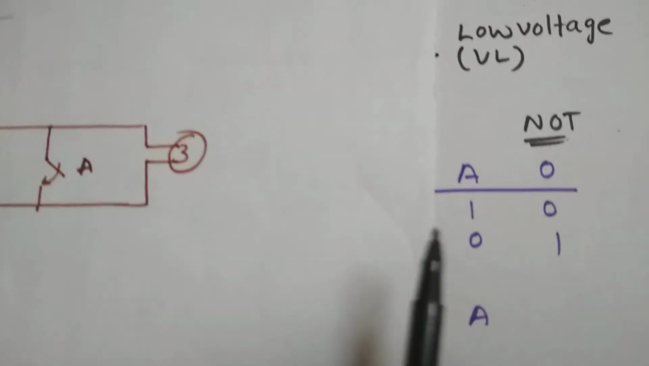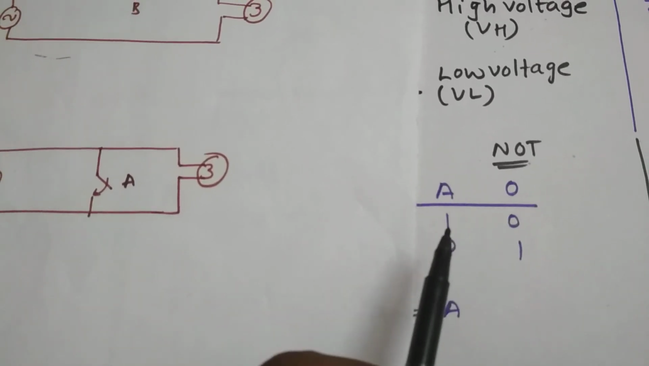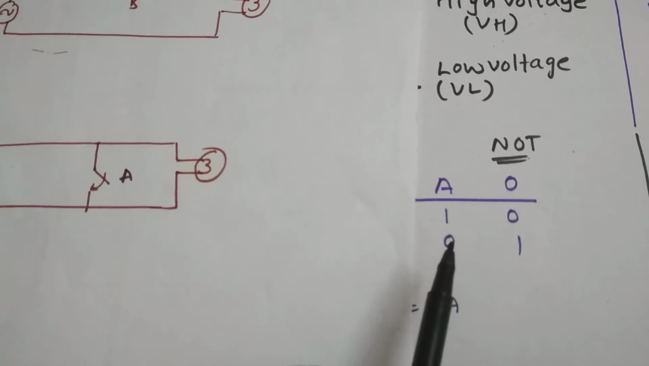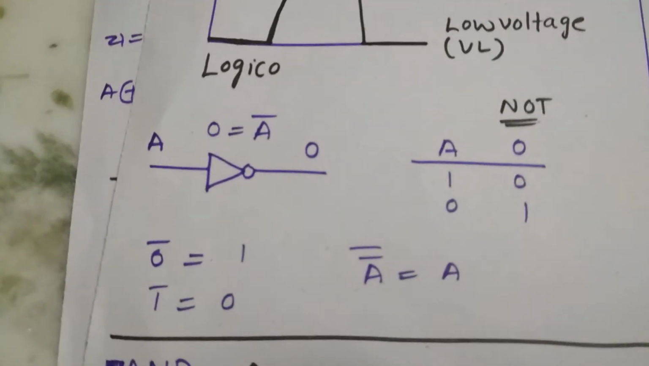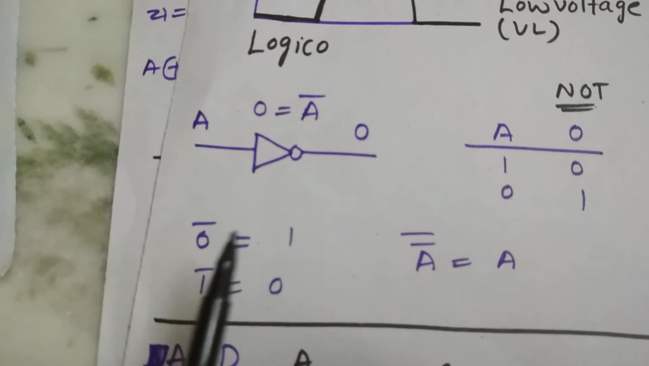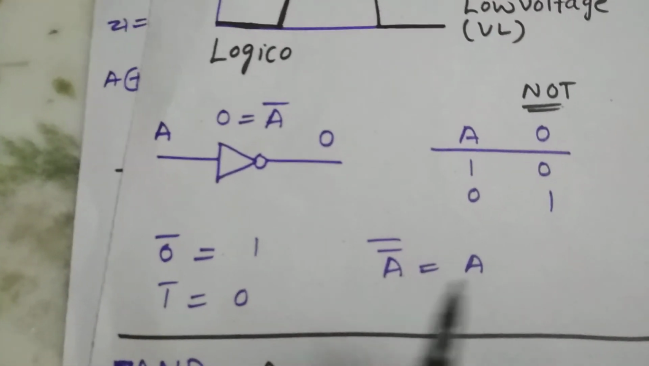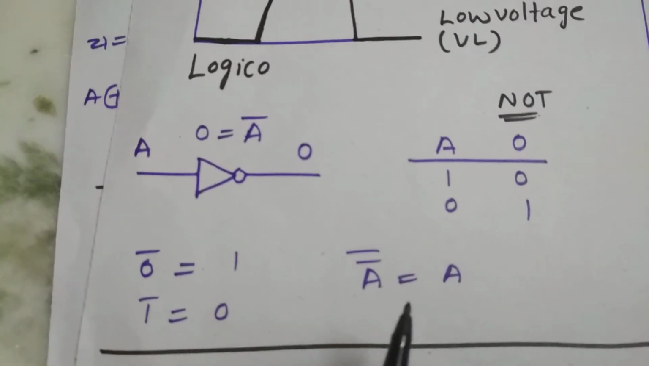So this is the truth table of the NOT gate. As you can see, when A is turned on, the bulb will not glow, so the output is 0. When A is turned off, the bulb will glow, the output is 1. So this is simple. It is represented by a bar: 0 bar equals 1, 1 bar equals 0, A double bar equals A. This is the involution property.